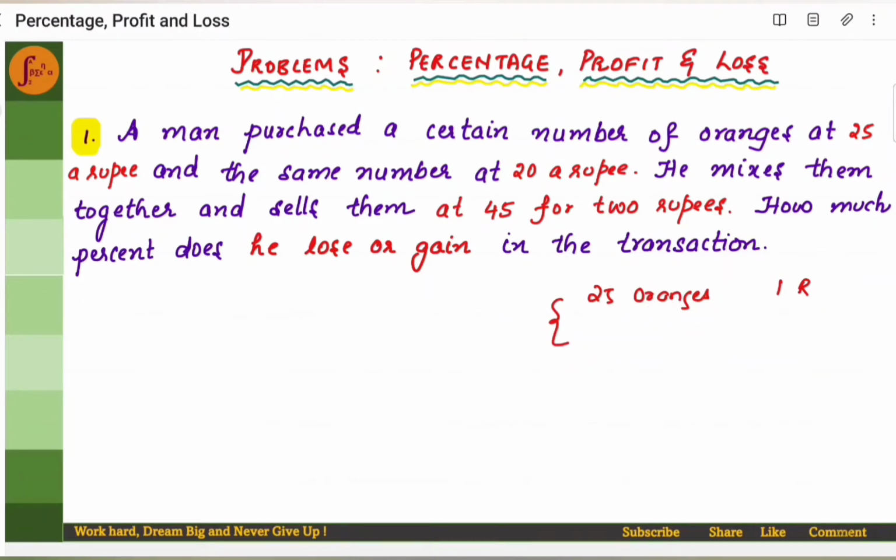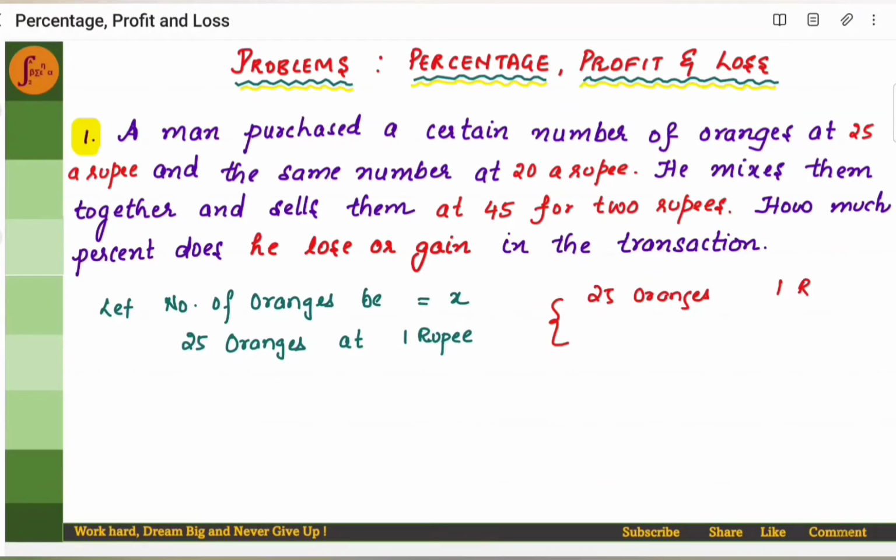So let's first assume the number of oranges be, say, X. So he's buying 25 oranges at 1 rupee. And then he buys the same number, that is, the number of oranges that he has bought is X, right? The same number of another set of fruits he buys. They have not given which other fruit he buys, but there's another set of fruit that he buys at the rate of 20 a rupee.